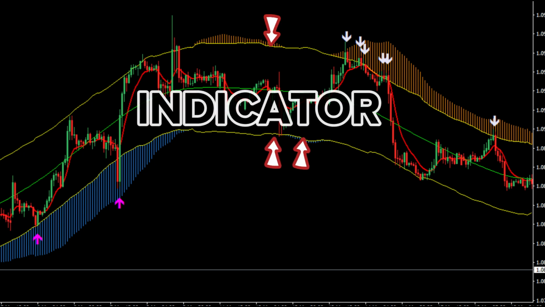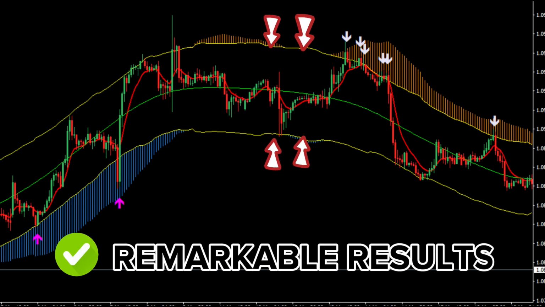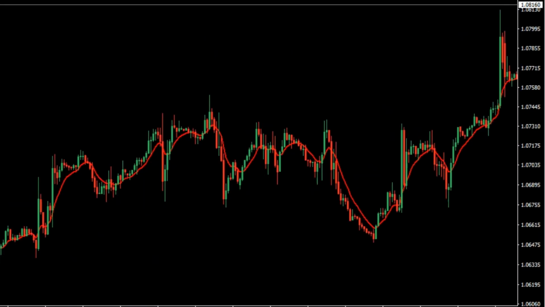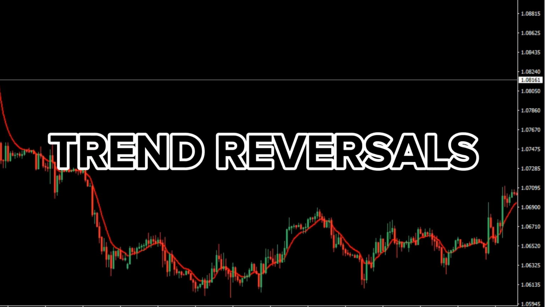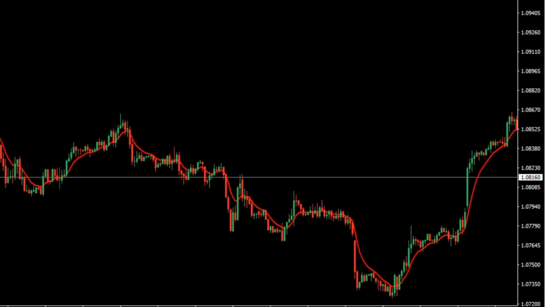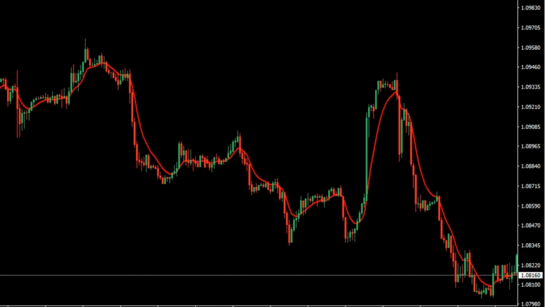This indicator delivered remarkable results in the past couple of days. It is a trend following indicator but with multiple technical tools to identify the most optimal trend reversal zones and points. It stands out as one of the best technical indicators for scalping, intraday trading or swing trading.